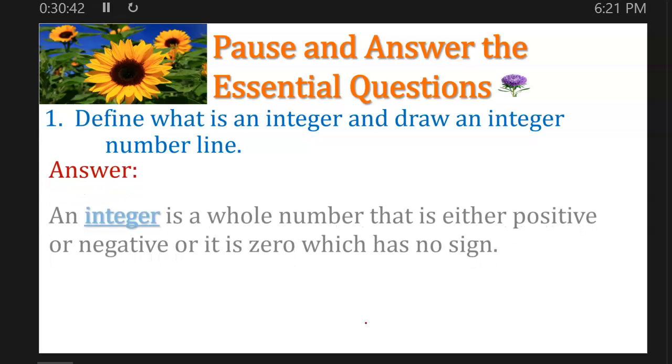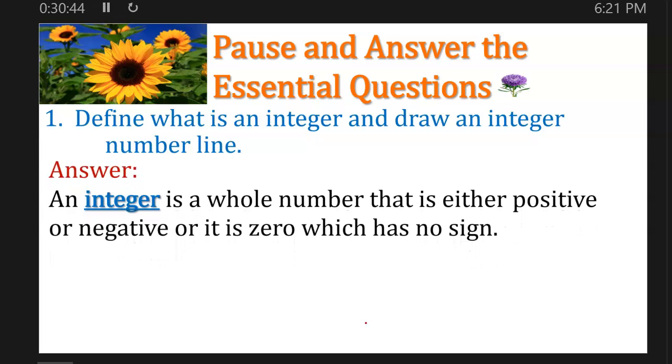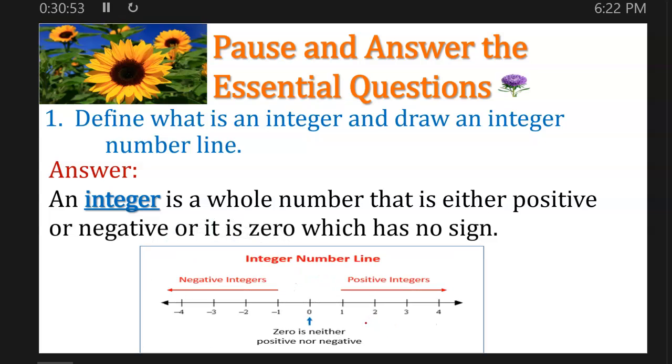Okay, hopefully you unpaused it and took your time. An integer is a whole number that is either positive or negative, or it is 0, which has no sign. Here's an example of a number line. It's basically a line with arrows at each end. The center is usually the 0, and on the right side of the 0 are the positive integers, 1, 2, 3, 4. The left side of the number line is the negative integers, -1, -2, -3, -4. So if your number line looks similar to this, then you did it correctly.